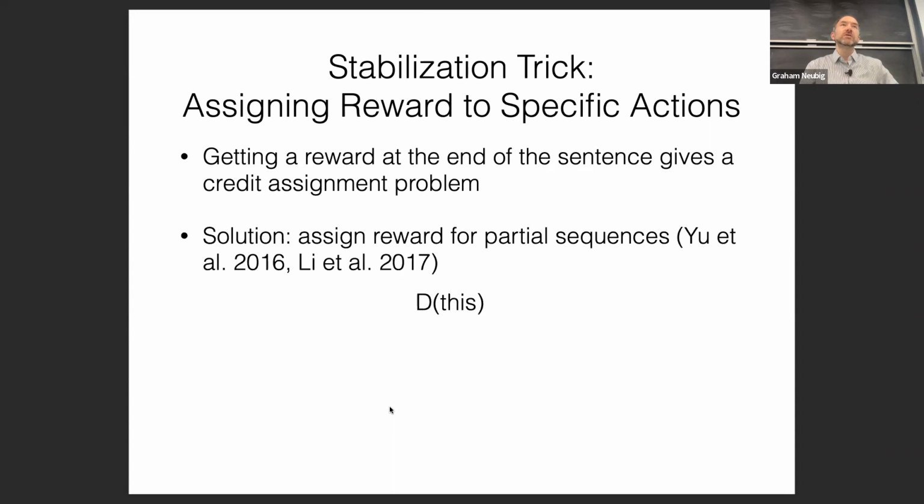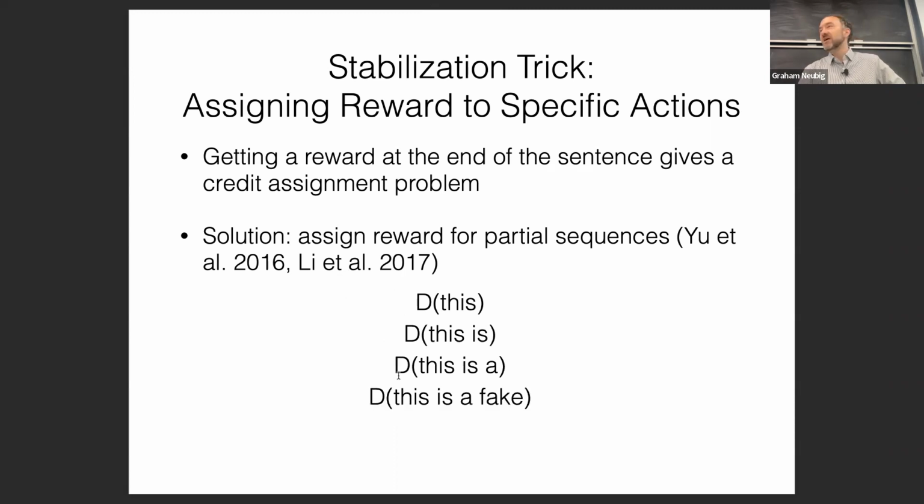So you might run the discriminator at the end of each partial sequence: "this", "this is", and still the discriminator thinks this is a real sentence. And then you get to "this is a fake", and suddenly the discriminator realizes this is a fake sentence. So the fake probability goes way up. And then you get "this is a fake sentence", but the model already thought the sentence was fake, so the discriminator probability stays high. And so if you do this, you can assign a negative reward specifically to the place in the sentence where the discriminator probability went up.